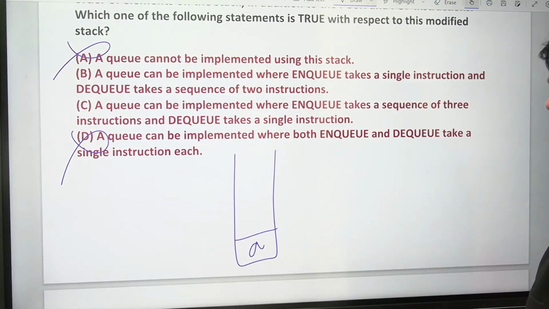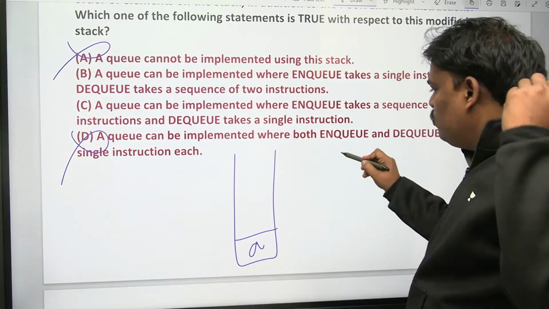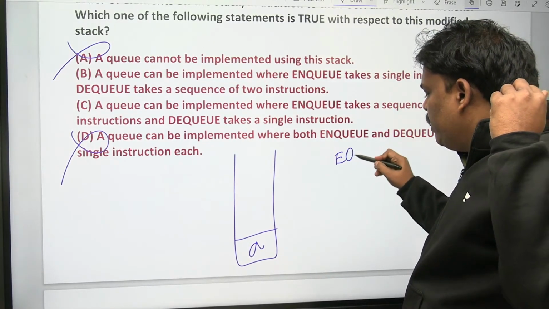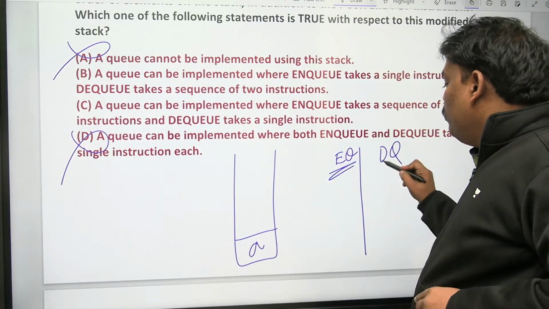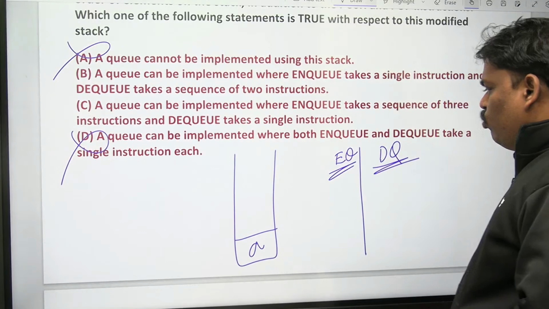Remember, the stack already contains A. Now see this one. I want to do NQ. What should I do? I want to do DQ. What should I do? See this one, everyone. Q means first in, first out.